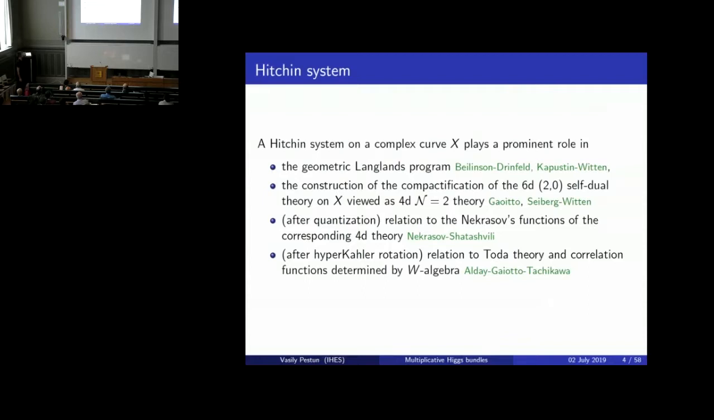That's the Gaiotto construction. And the Seiberg-Witten integrable system for this N equals 2 theory comes as the integrable system of Hitchin defined by that choice of the algebraic curve and the bundle on it. After quantization, that Hitchin system relates to the Nekrasov functions of the corresponding 4D theory, the so-called Nekrasov-Shatashvili limit. And after hyperkähler rotation, when you treat the system not in complex structure I but in a rotated one, that relates to the Toda theory and correlation functions of W algebra, this famous Alday-Gaiotto-Tachikawa relation.